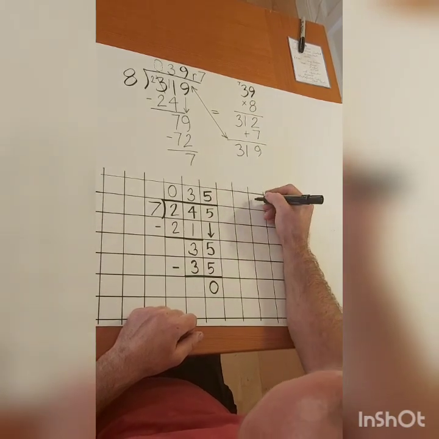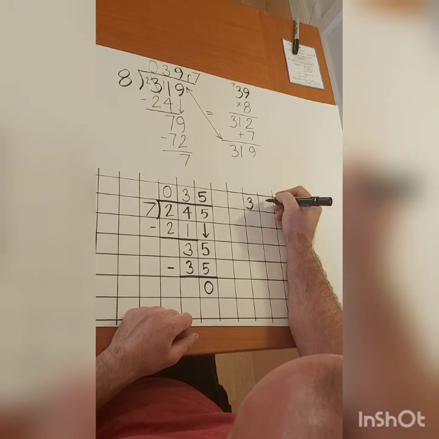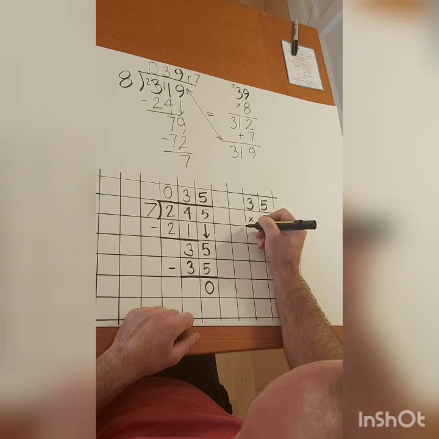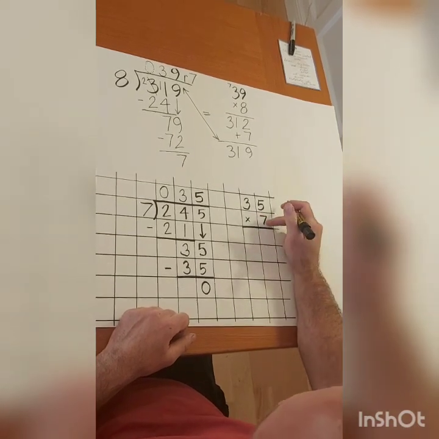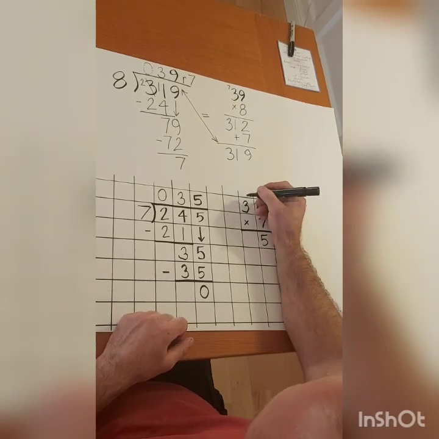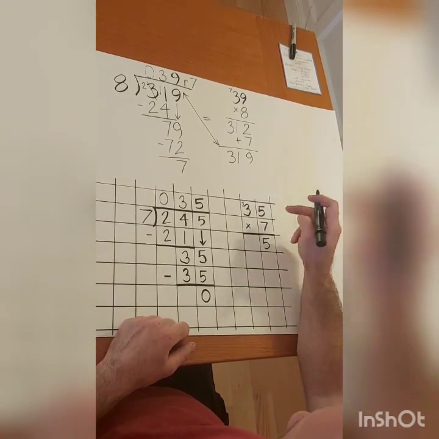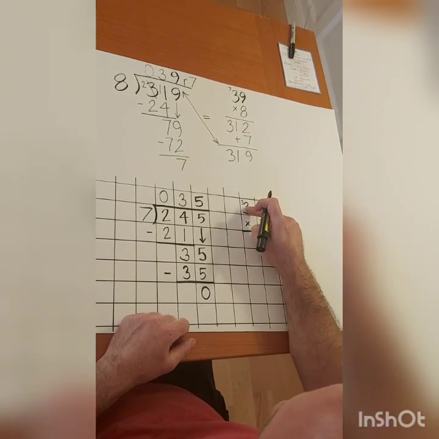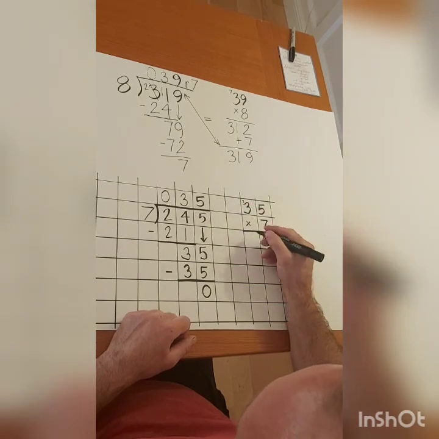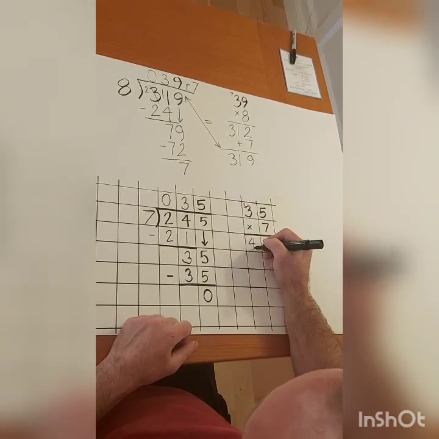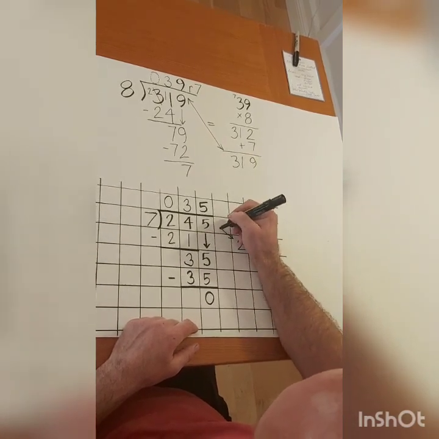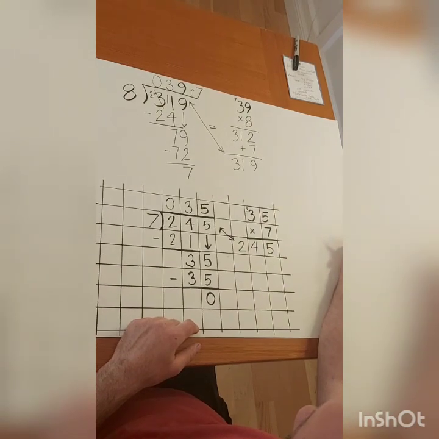So over here, 35 multiplied by 7. Starting my ones, 7 times 5 is 35. I write the 5. I carry the 3 over to the tens. 7 multiplied by 3 is 21. And then we add the number that we carried. So 21 plus 3 is 24. And you can see that my answers here are the same.